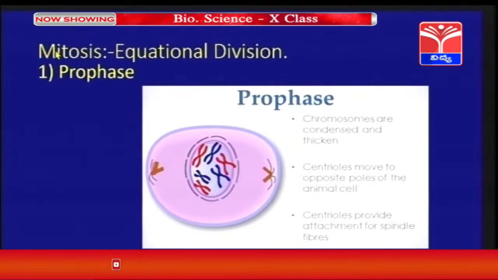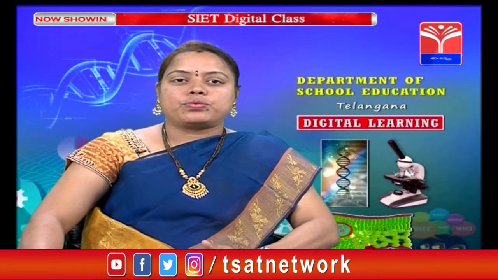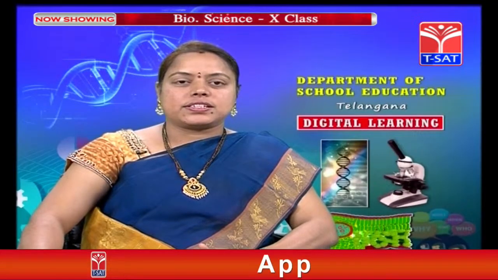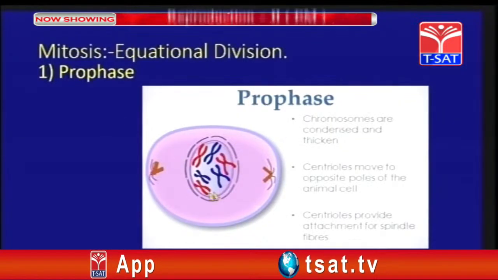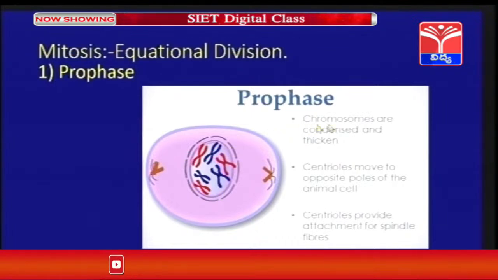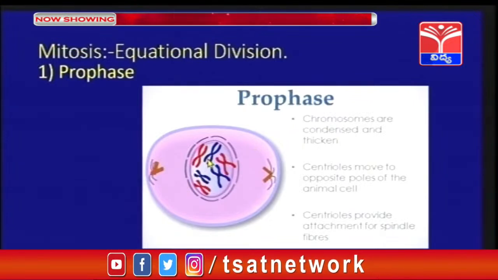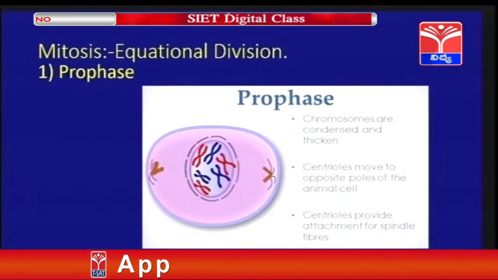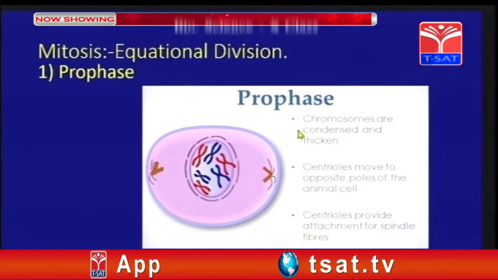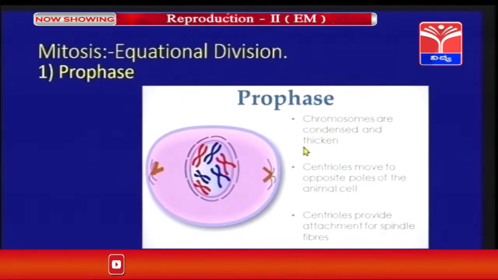Now, in mitosis, we have various phases. The first phase is prophase. Pro means beginning. So, prophase is the first phase of mitosis. Children, let us know what are the changes which take place in prophase. In prophase, chromosomes are condensed and thickened. Before the stage of prophase, the chromosomes are very unequally distributed inside the nucleus. During the prophase, the chromosomes are organized. They condense. That means they become short. Thicken. They become a little bit thick.